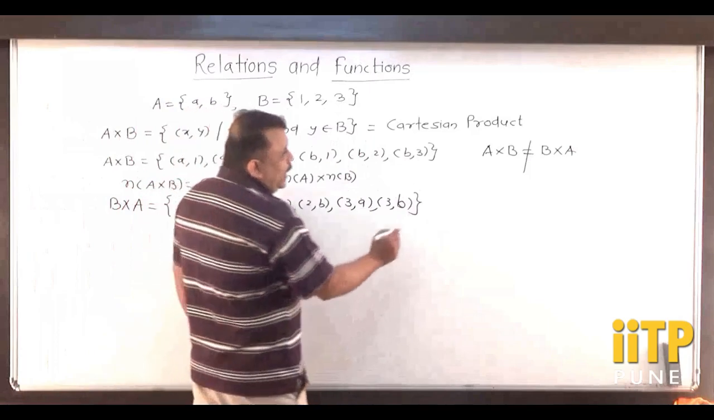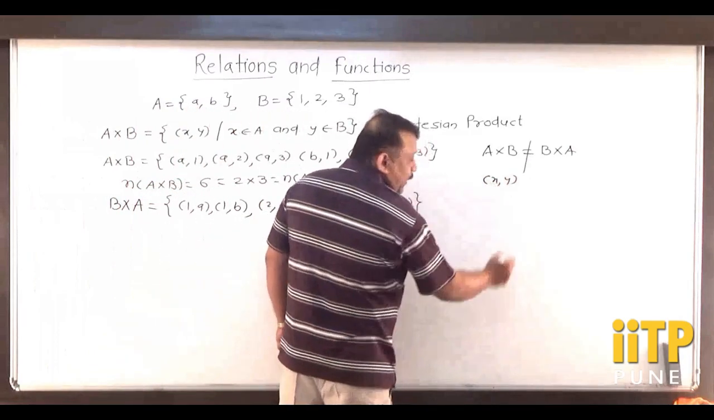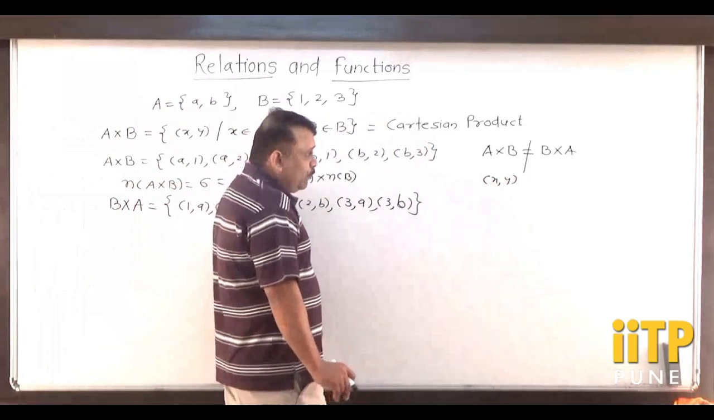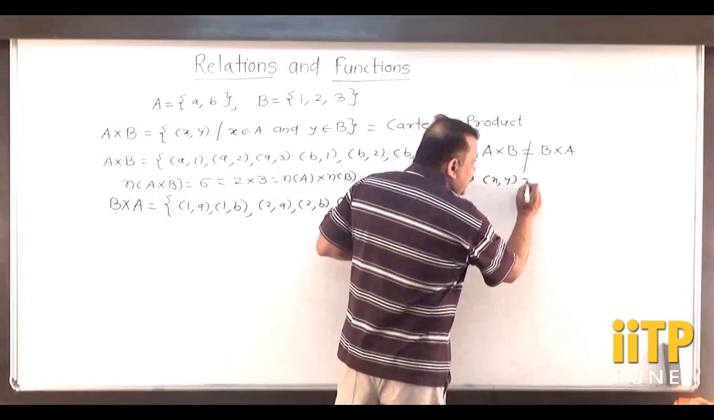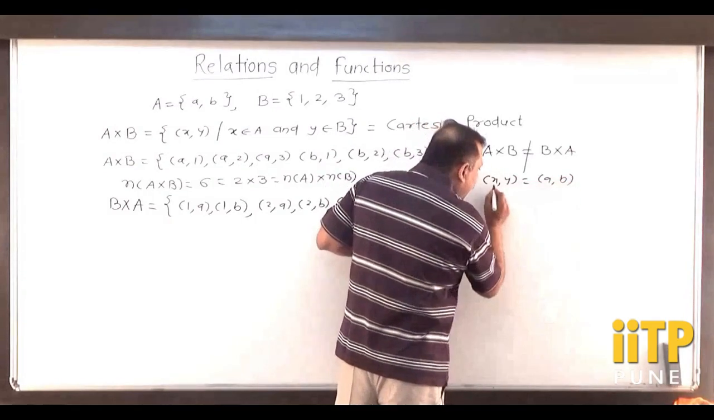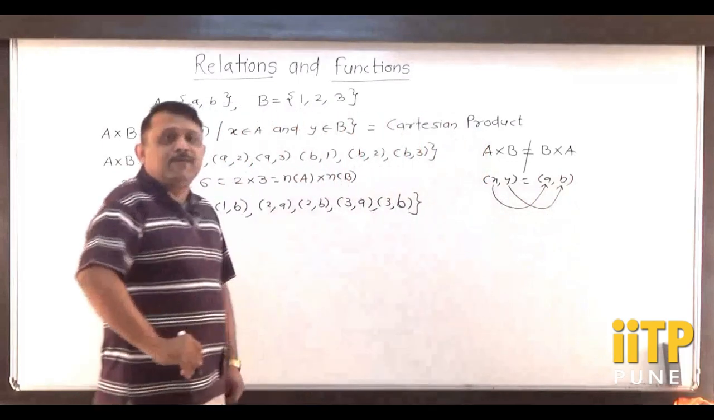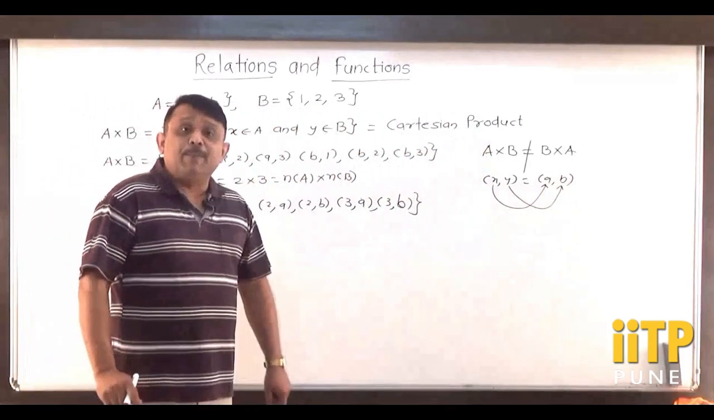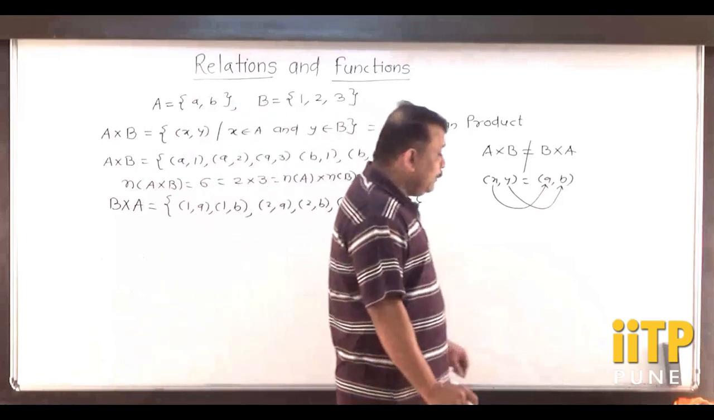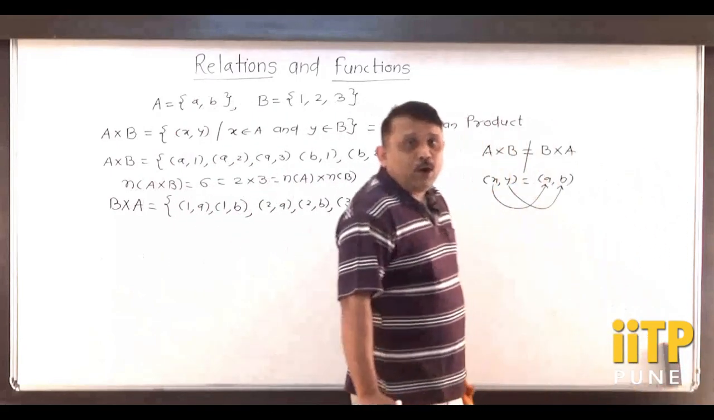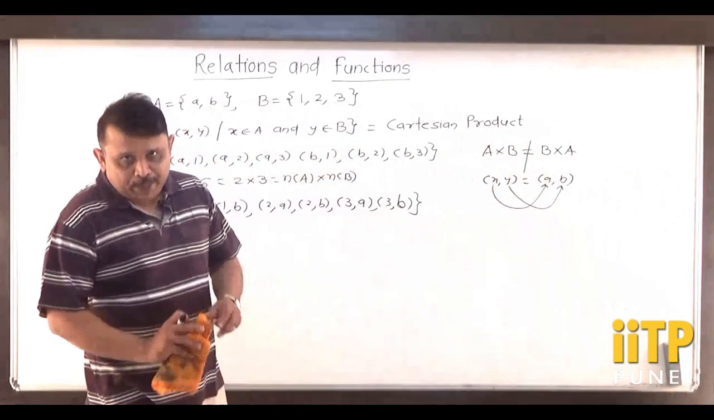A pair (x, y) is called an ordered pair. If I equate (x, y) with (a, b), then x has to be equal to a and y has to be equal to b. Then we say that the pair is an ordered pair. So there is importance to the order in which the elements are placed.